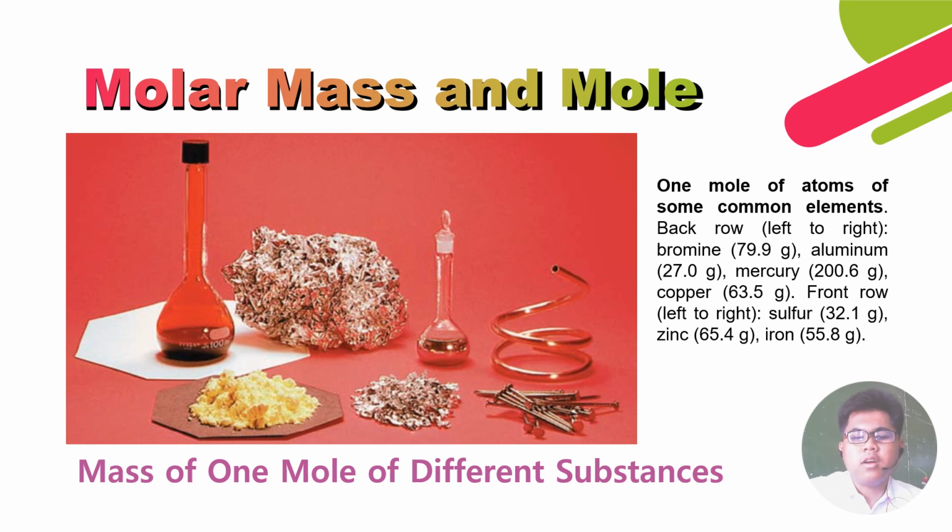So, for you to visualize, these are other examples of 1 mole of different substances. For instance, we have some common elements, okay, that you can find and use. So, we have the first one, okay, from the back row, we have bromine here. Okay, this is bromine. Okay, and then we have aluminum. Okay, we have mercury, and we have copper. Okay, and then on the front we have sulfur, this yellow, and we have zinc, and we have iron. So as you can see, all of these substances have 1 mole, but they differ in molar masses. Okay?